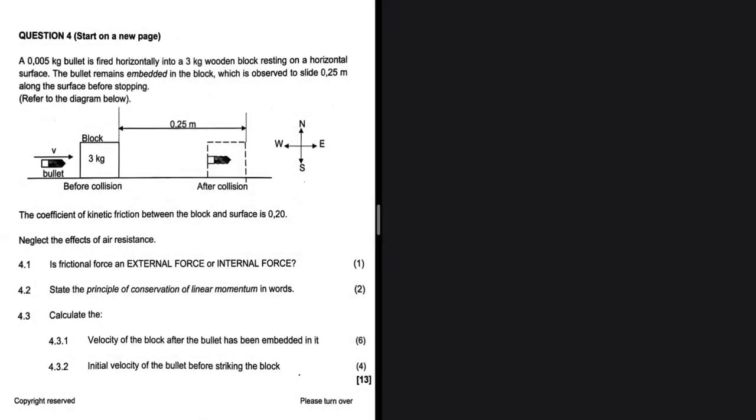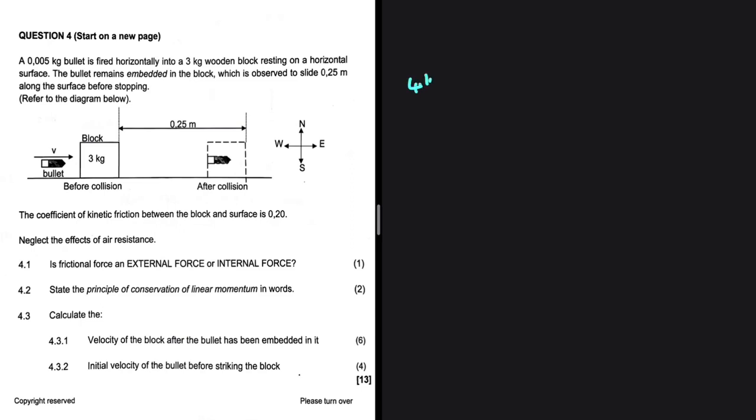A bullet is fired horizontally into a 3 kg wooden block resting on a horizontal surface. The bullet remains embedded in the block, which is observed to slide 0.25 meters along the surface before stopping. Refer to the diagram below. We have our diagram, which is not new. We have seen a bullet block system before. The coefficient of kinetic friction between the block and the surface is 0.2. Neglect the effects of air resistance.